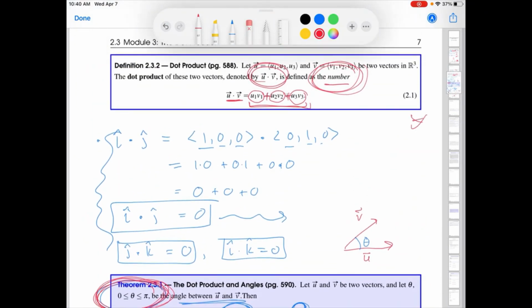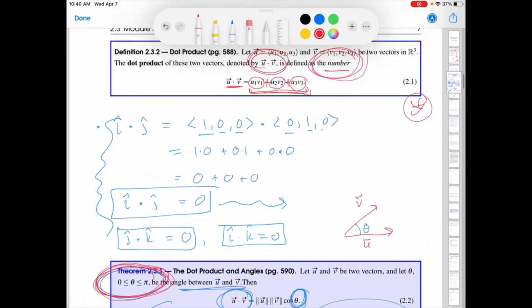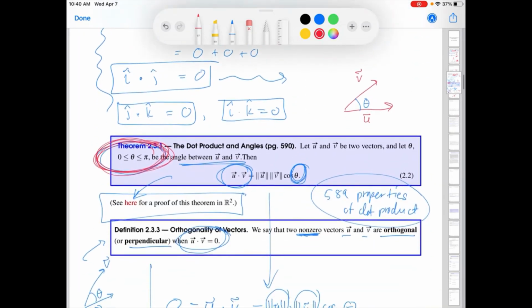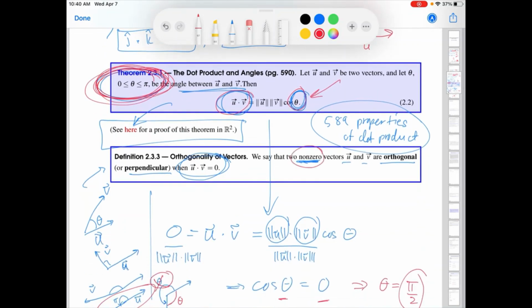Great, so the star of this show is pretty much all on this page. The definition of the dot product, to recap: the dot product is the sum of products of respective components of u and v. It is a number, and the dot product is related to the angle between two vectors, for angles between 0 and pi, by this formula. And then as long as we're talking about non-zero vectors, if their dot product is 0, we call those two vectors orthogonal.